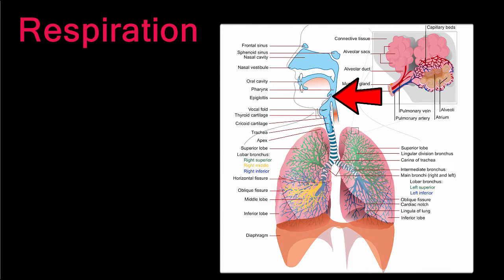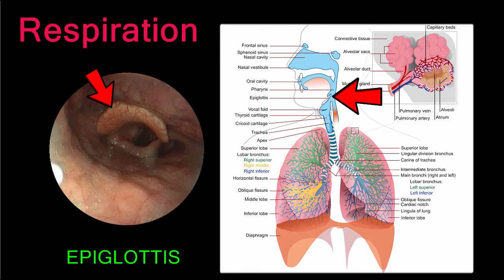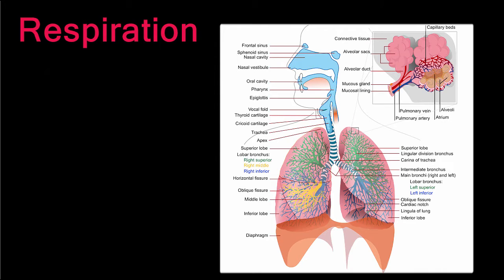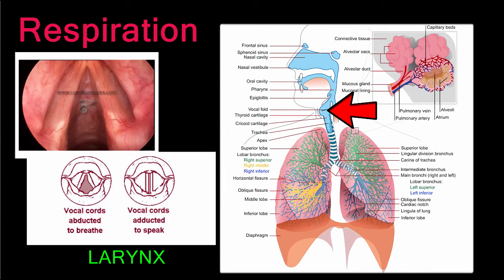A flap of tissue called the epiglottis covers the opening to the trachea when you swallow, so food doesn't go down the wrong tube. Just behind the epiglottis is the voice box, or larynx. The larynx contains the vocal cords that vibrate to produce the sound of your voice.